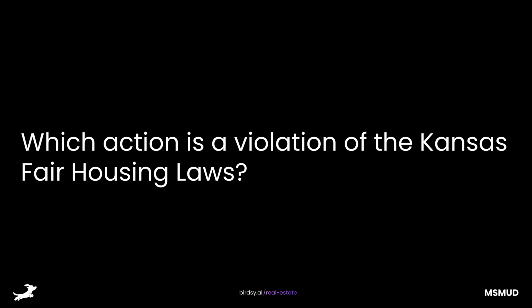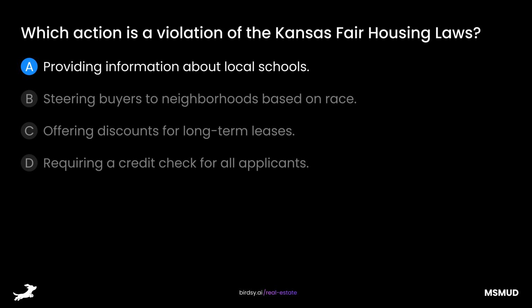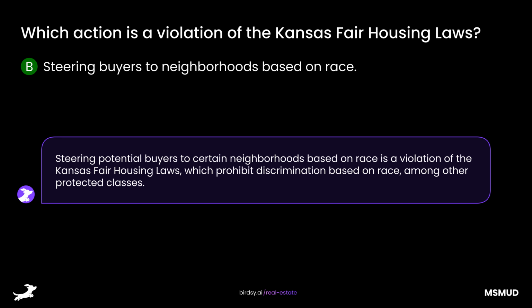Which action is a violation of the Kansas Fair Housing laws? Is it A, providing information about local schools, B, steering buyers to neighborhoods based on race, C, offering discounts for long-term leases, or D, requiring a credit check for all applicants? The answer is B, steering buyers to neighborhoods based on race. Steering potential buyers to certain neighborhoods based on race is a violation of the Kansas Fair Housing laws, which prohibit discrimination based on race, among other protected classes.